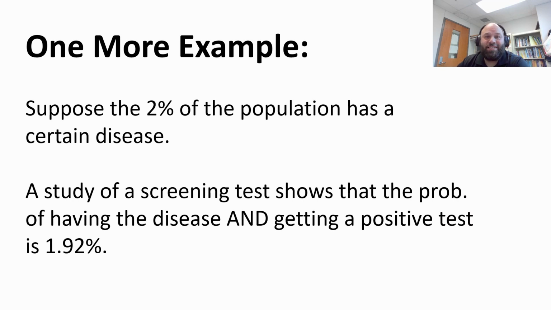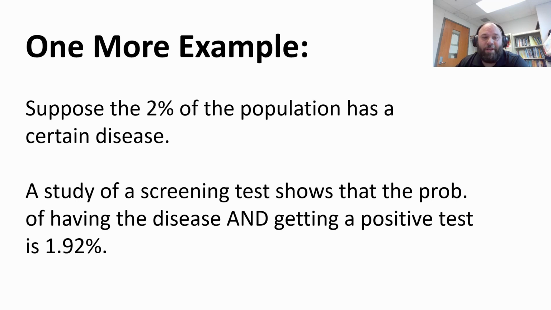Let's look at one last conditional probability problem, and this is going to lead us into what we're going to talk about in the final section. So let's say we're screening for a disease, and it is generally known that 2% of the population has this disease. So a study of a screening test shows that the probability of having the disease and, remember this is an and probability, getting a positive test is 1.92%.